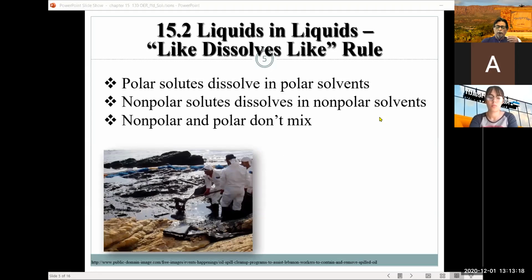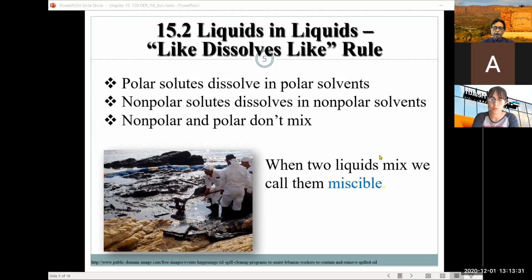And we also see that when there's oil spills, we get a big mess because nonpolar and polar do not mix very well. Classic example right here with the oil mixture.